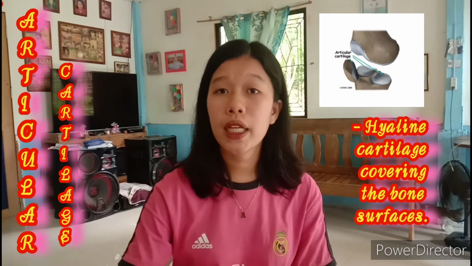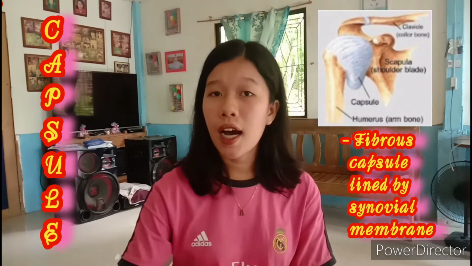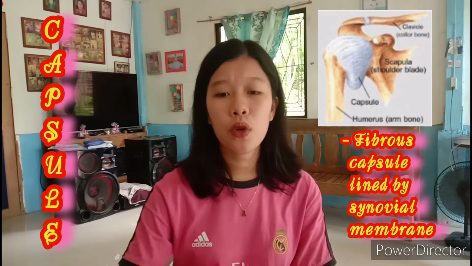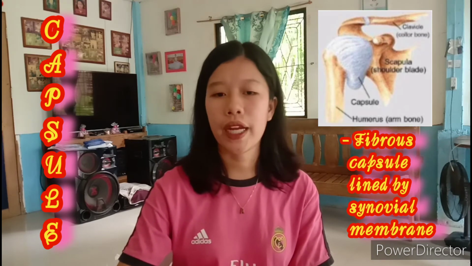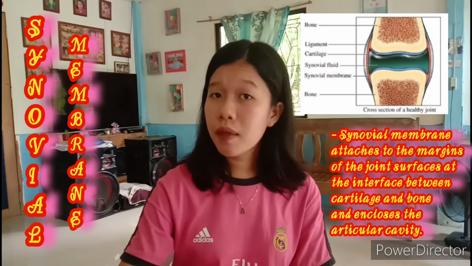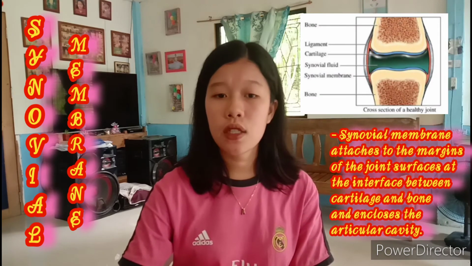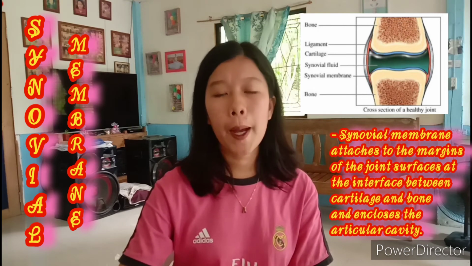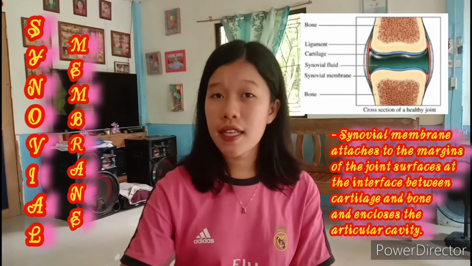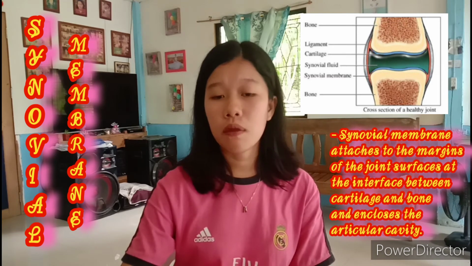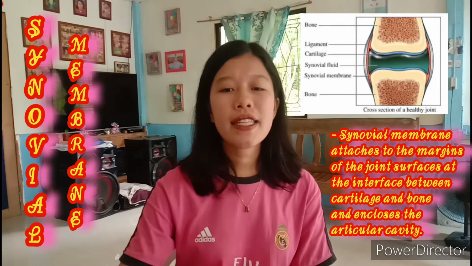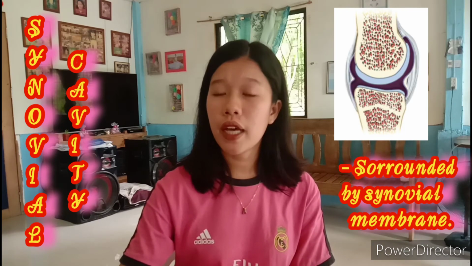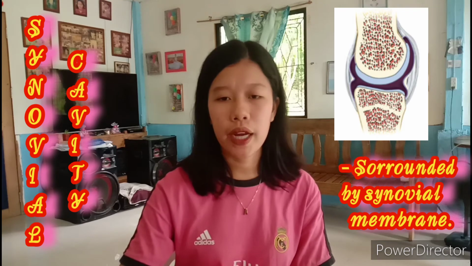Articular cartilage is a hyaline cartilage covering the bone surfaces. Capsule is a fibrous capsule lined by a synovial membrane. Synovial membrane attaches to the margins of the joint surfaces at the interface between cartilage and bone, and encloses the articular cavity. Synovial cavity is surrounded by synovial membrane.